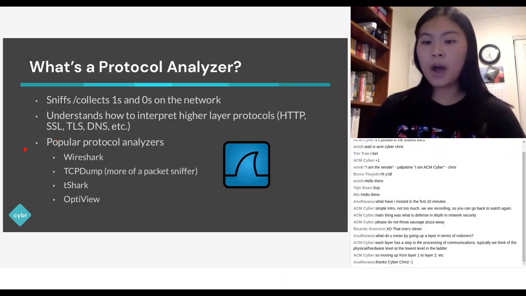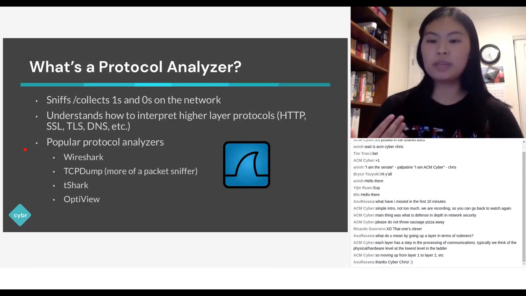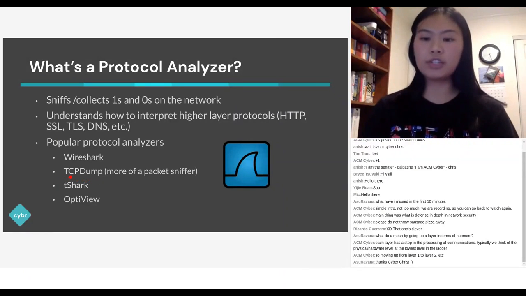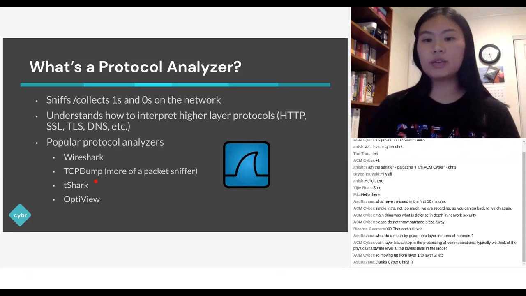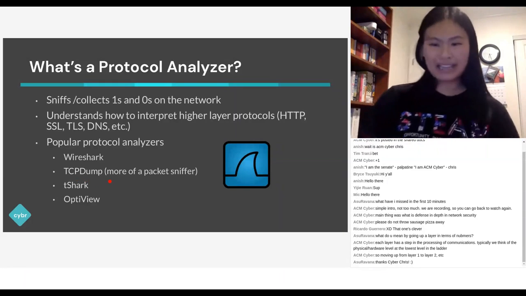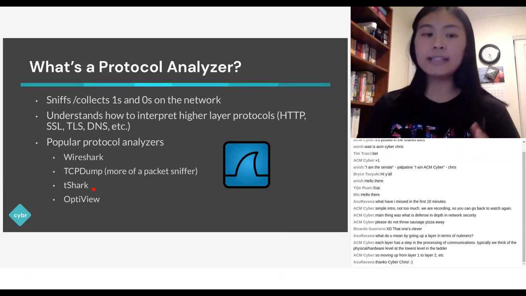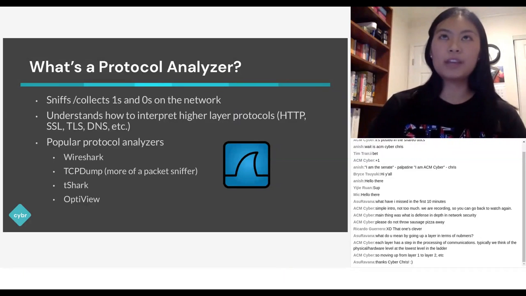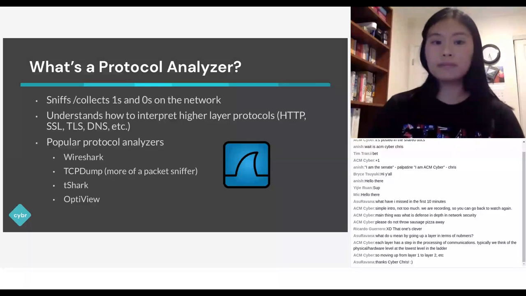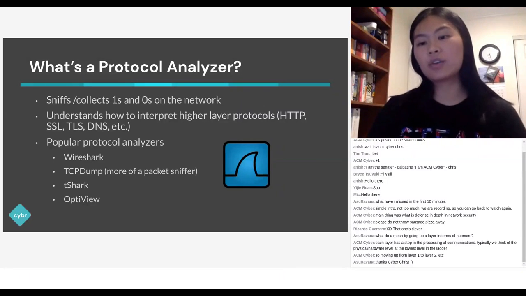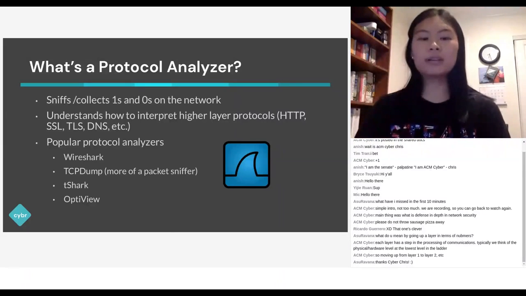Popular protocol analyzers would be Wireshark, which is the graphical user interface version. TCP dump, which I will demonstrate, is a command line tool built into Linux, so it's really great. But it's more of a packet sniffer because it doesn't give as specific information. And then TShark is the command line version of Wireshark. So in case you want to use scripting, or you have a huge volume of data, or you want to automate your tasks for data analysis, TShark is a great tool to use. So, the command line version of it.